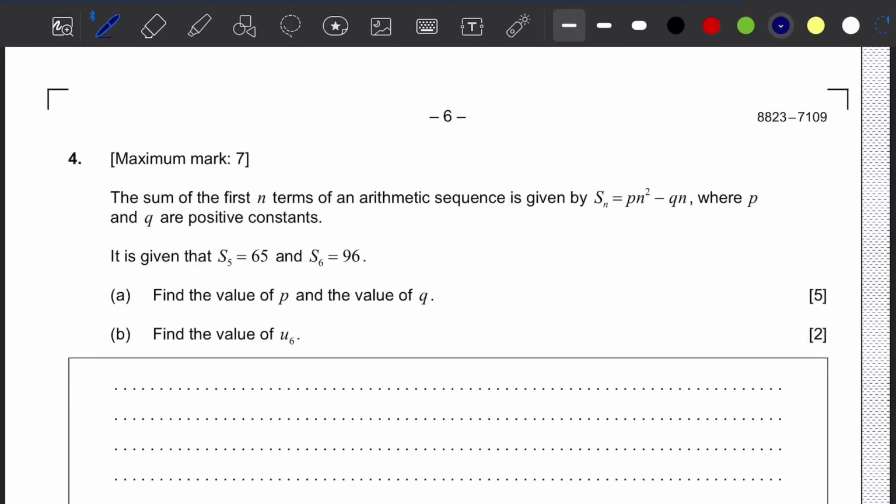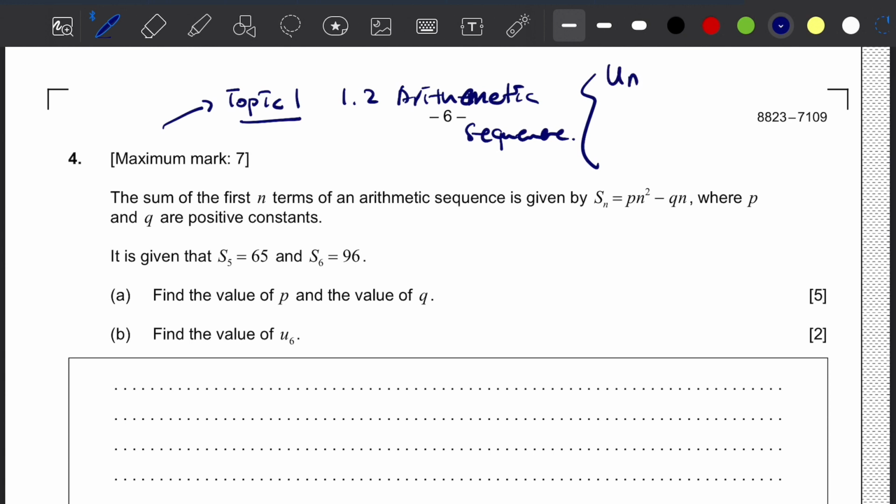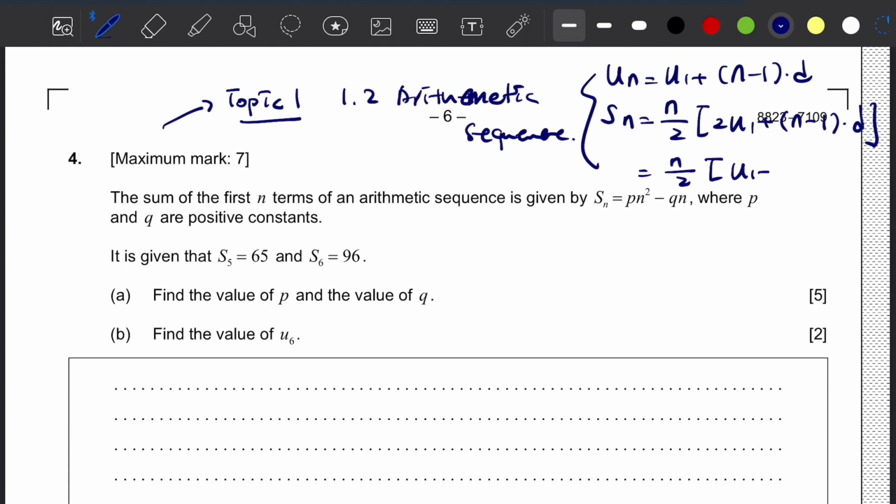Question number 4. This question is derived from topic 1, section 1.2, arithmetic sequence. As a summary of the knowledge from that section, to find the nth term we use un equals u1 plus (n minus 1) times d. To find the sum of certain terms, we use n over 2 times (2u1 plus (n minus 1) times d), or n over 2 times (u1 plus un). The d refers to the common difference, and it is the same as un minus u(n minus 1).